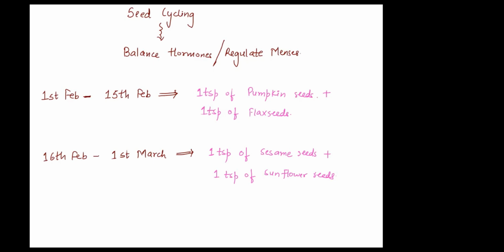Ma'am, this is a phase... Just a second, beta. This is the phase from the 1st to 14th day of your cycle. Okay, this is the phase of menstruation to ovulation. And this is from ovulation till the menstruation phase.